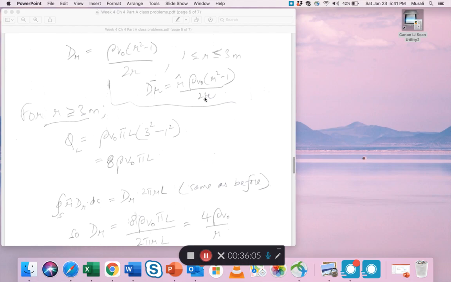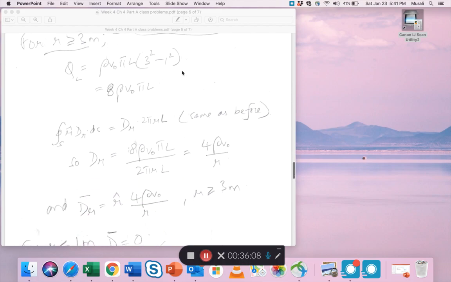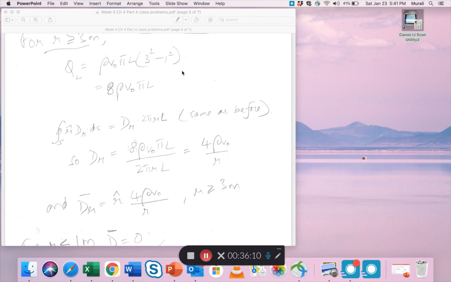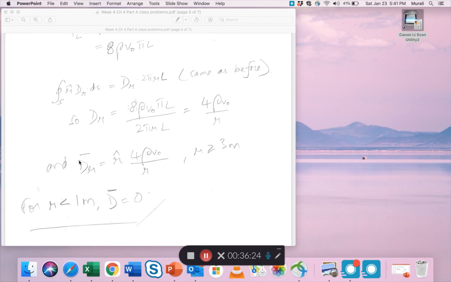The left side is still the same because nothing changes as far as the Gaussian integral is concerned. So D at r now is 4 PV0 by r, because a lot of these things fall off. See, that L that we assumed went away, right? So D at r is in terms of known values such as r and rho v0, and so you can write D at r as this when r is greater than 3.